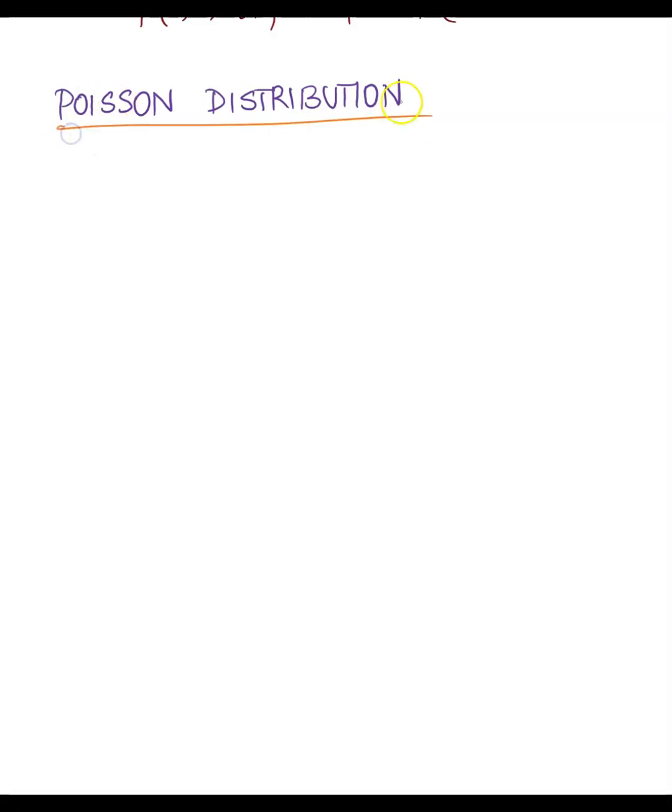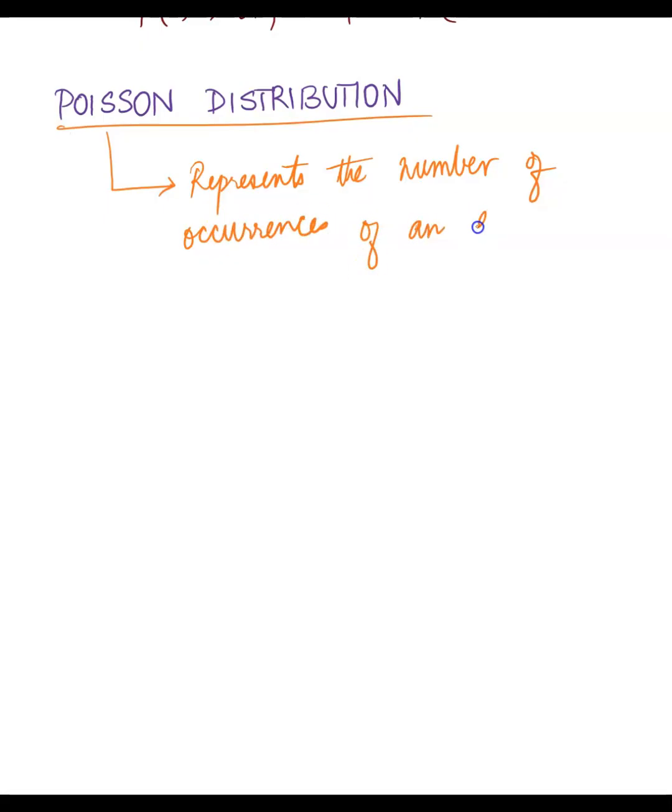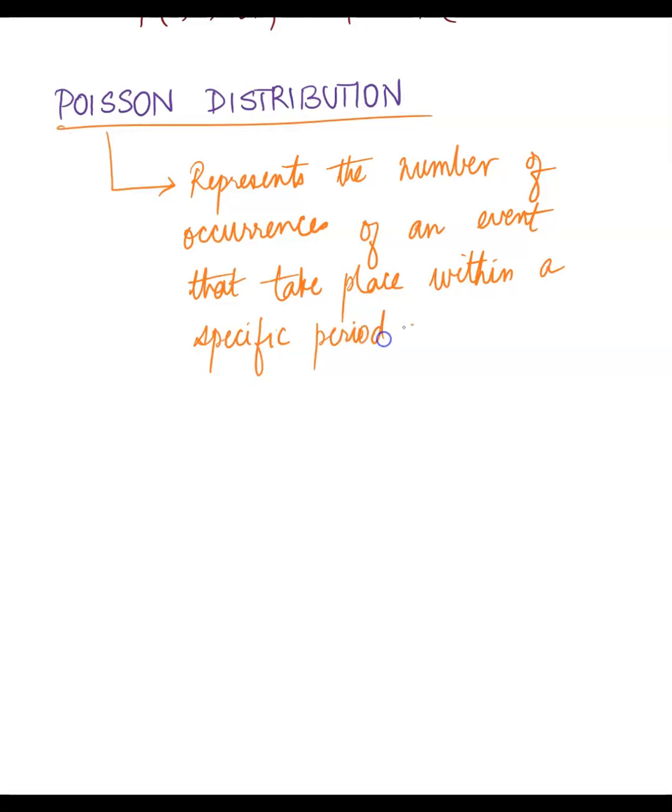So let me write that out here. It represents the number of occurrences of an event that takes place within a specific period of time. For that matter, time or area.